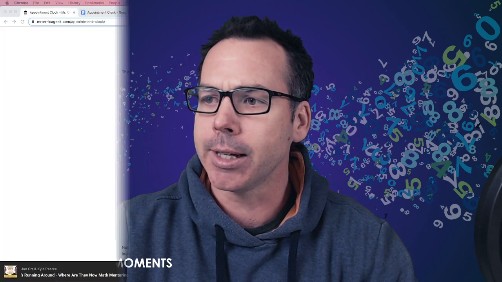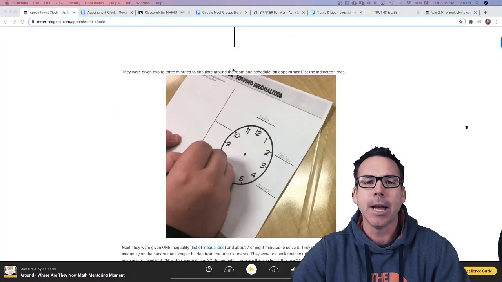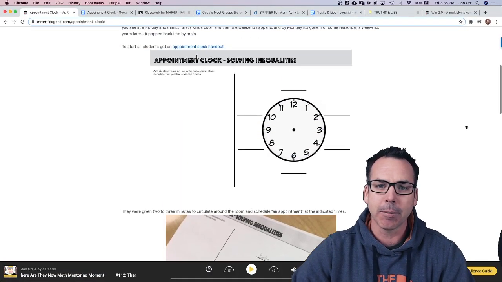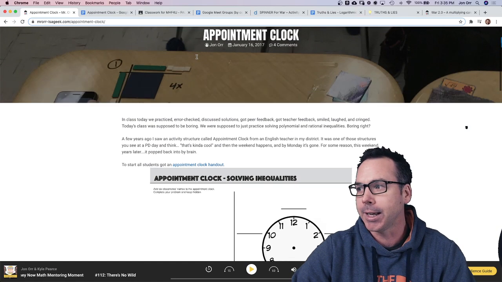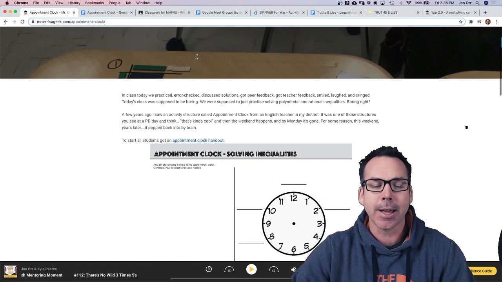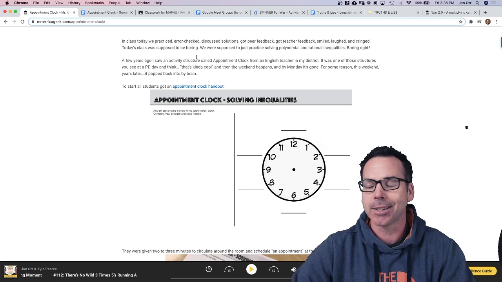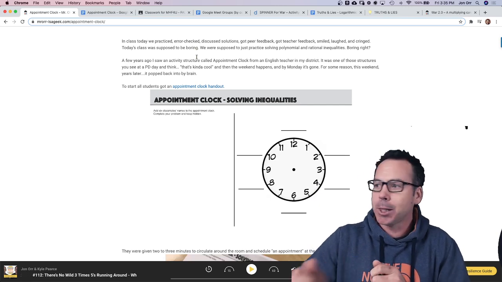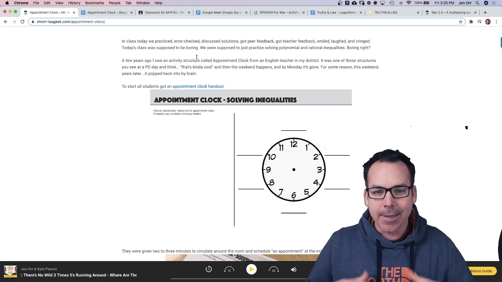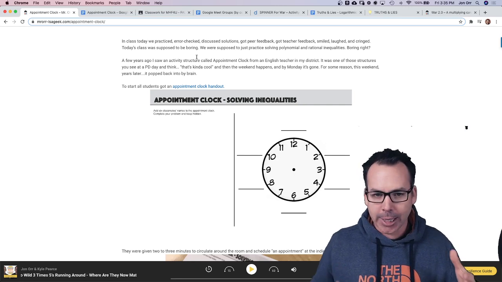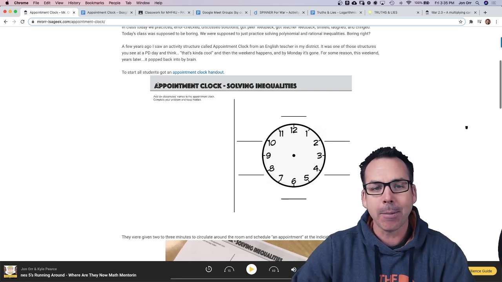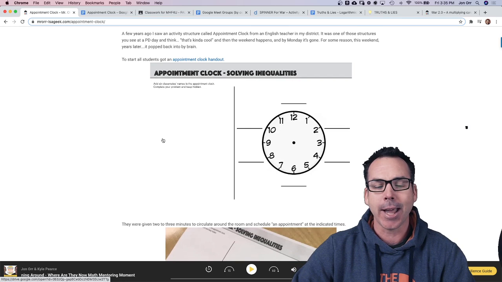But let me start off by showing you an activity that I use in my classroom, which is called an appointment clock activity. When my students need to practice, instead of handing out a whole bunch of textbook questions for them to do, just regurgitating what we had done in class, I ask them to do an appointment clock. So I hand out this paper here.